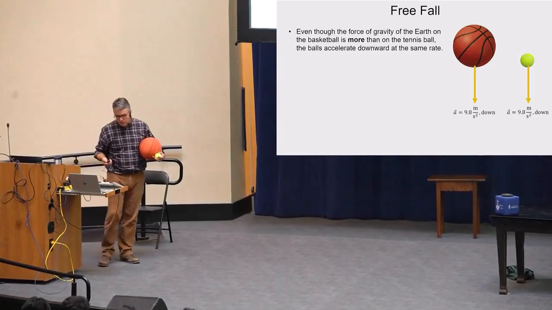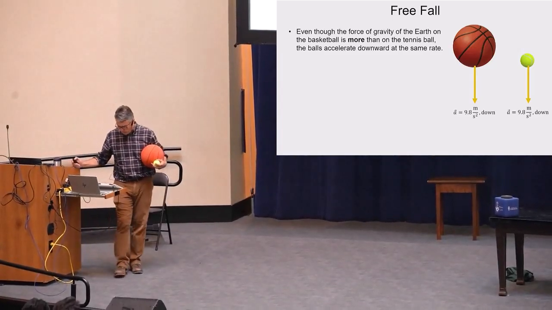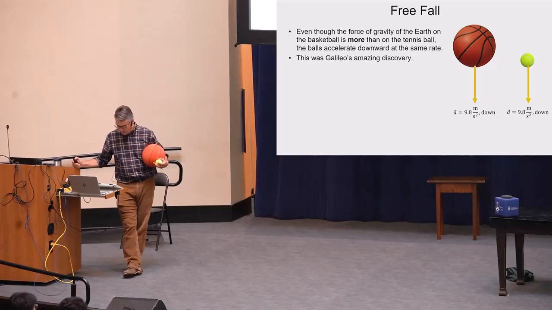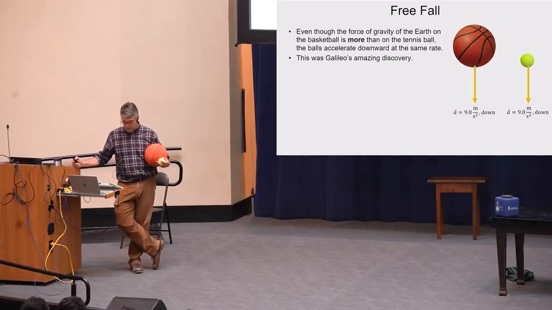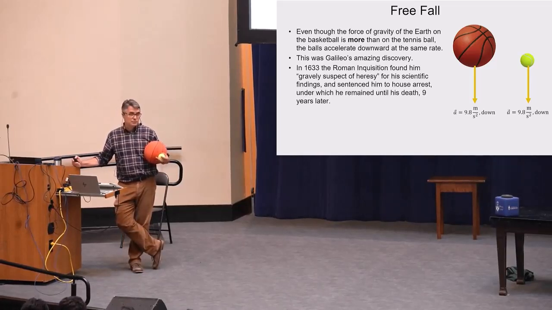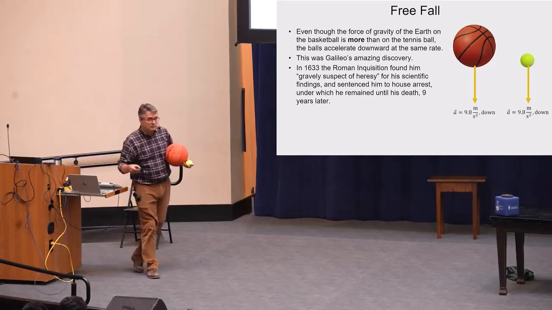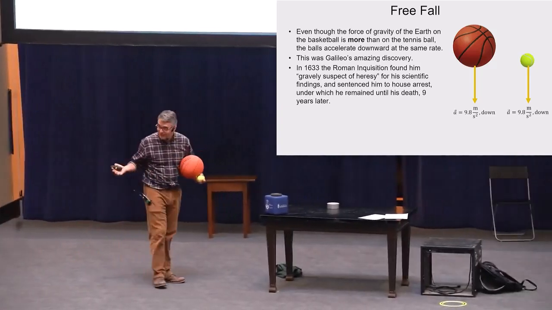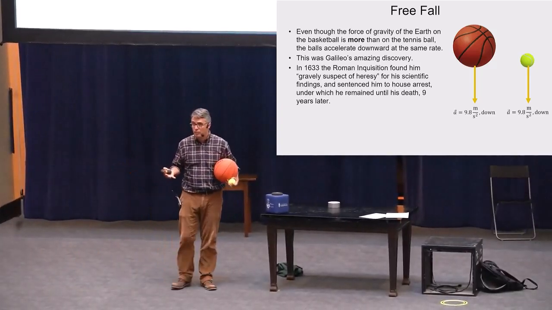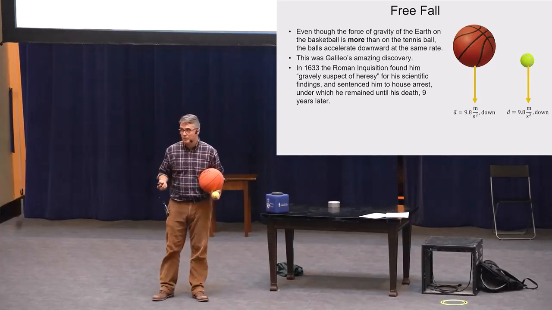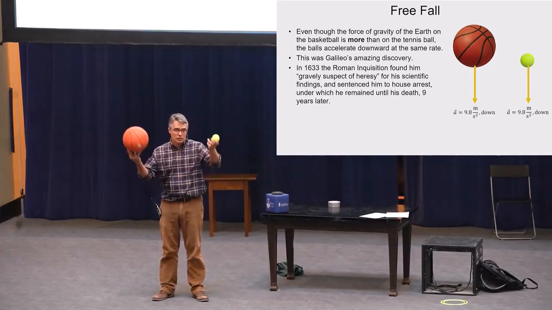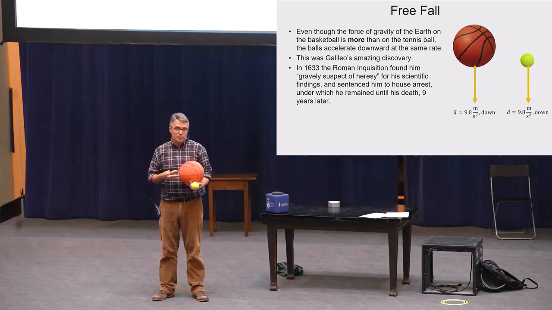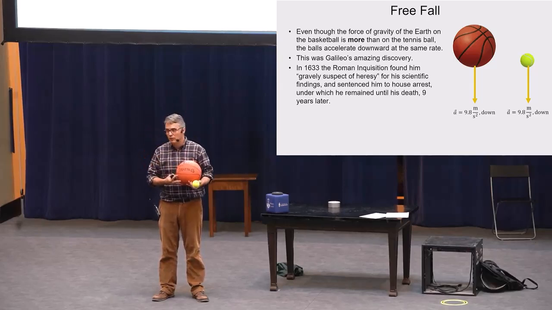So even though the force of gravity of the Earth on the basketball is more than the tennis ball, they fall downward at the same rate. This was first popularly talked about by Galileo, and apparently there was even a breakfast with the Pope one day where Galileo asked the Pope to predict which would fall faster, a grape or a grapefruit. And the Pope predicted that the grapefruit would fall much faster since it's heavier. And then Galileo showed the whole thing.